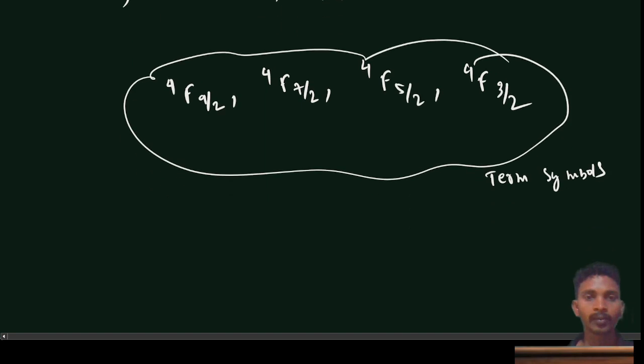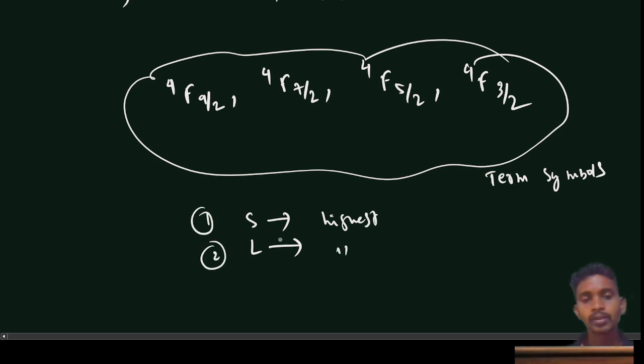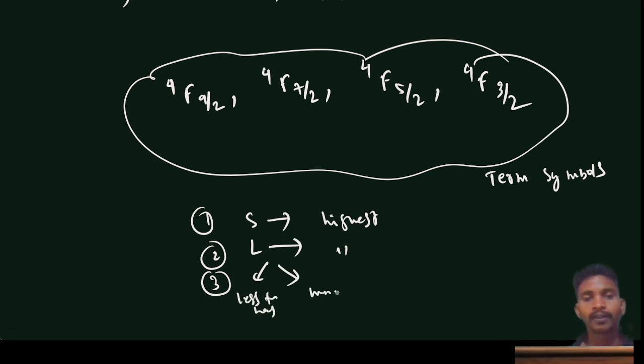Okay, so from here we want to calculate which is the ground state. First we will look at S values, then L values, highest, here also highest. Then if both are the same, we will go for less than half filled or more than half filled. For all the cases the S value is the same, and for F the L value is also the same. Then we will go for less than half filled or more than half filled.